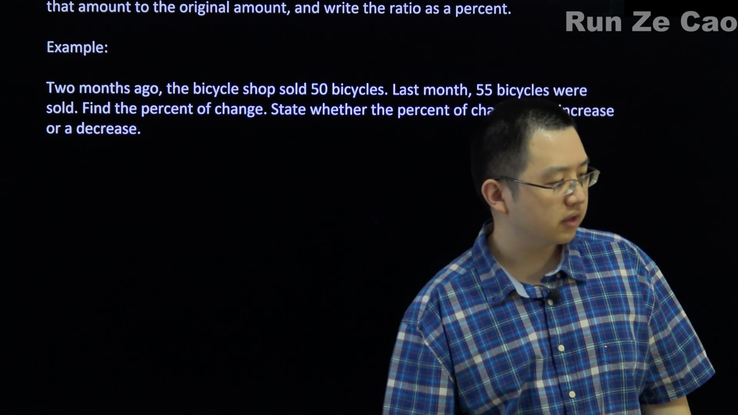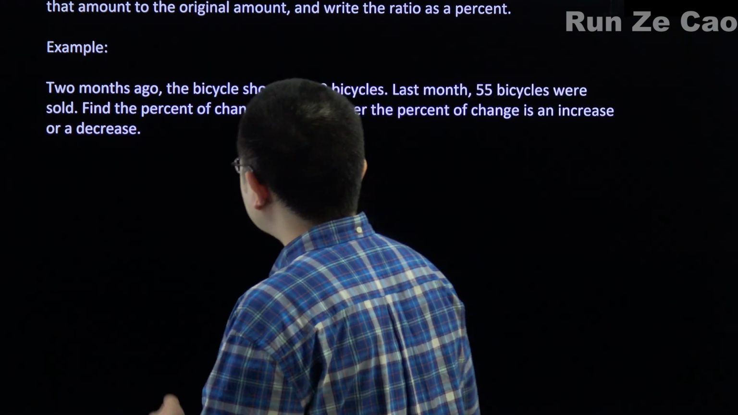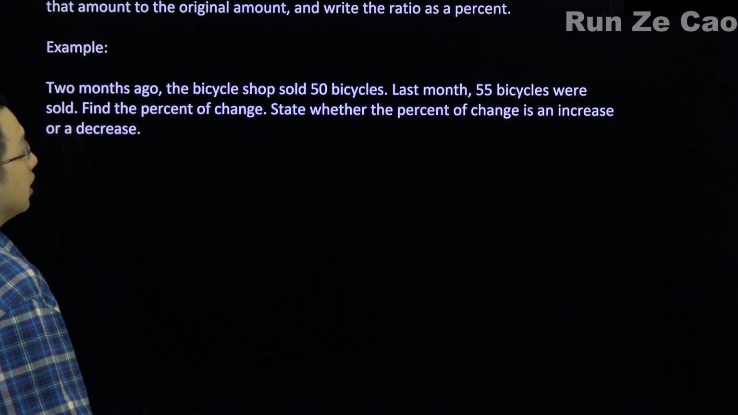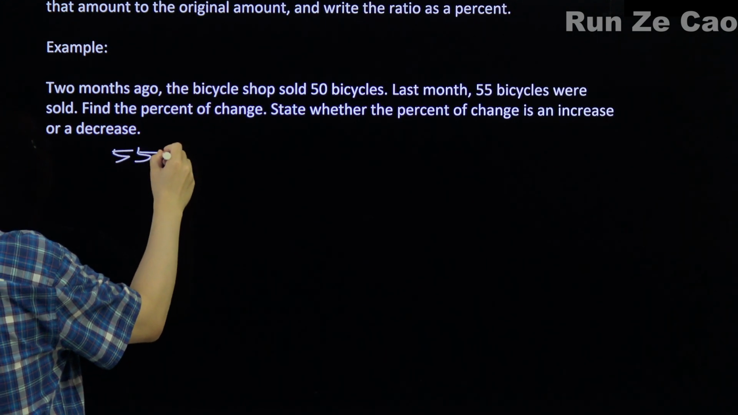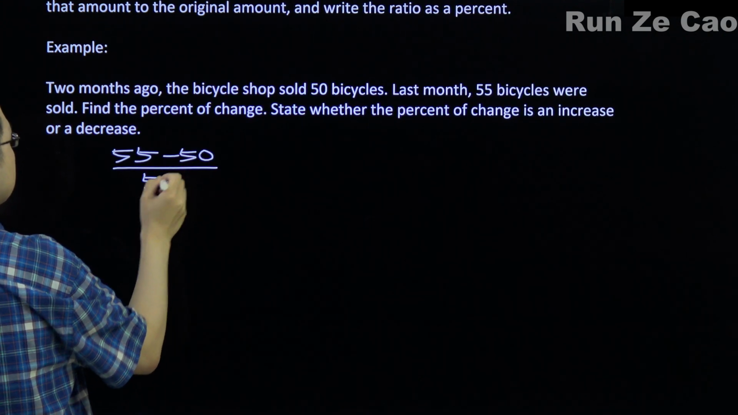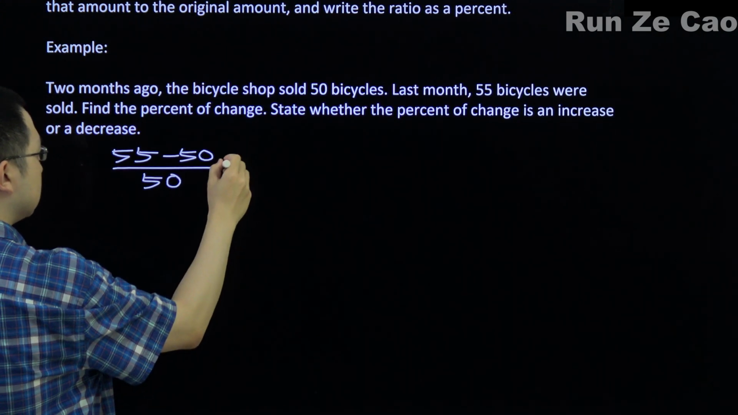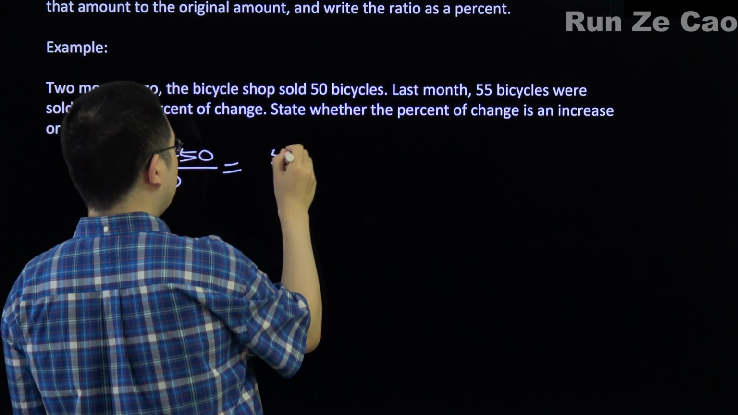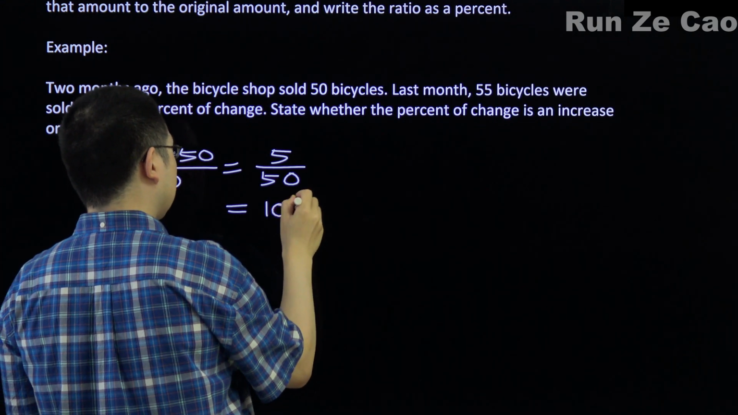Example: 2 months ago, the bicycle shop sold 50 bicycles. Last month, 55 bicycles were sold. Find the percent of change. State whether the percent of change is an increase or a decrease. Well, 55 minus 50 over 50. New data minus old data divided by old data is equal to the percent of change. In this case, it's going to be 5 over 50, which is 1/10, and yeah, it's 10%.